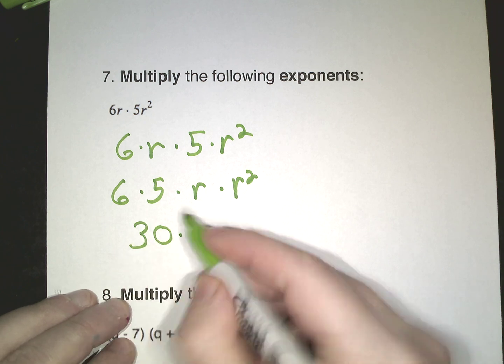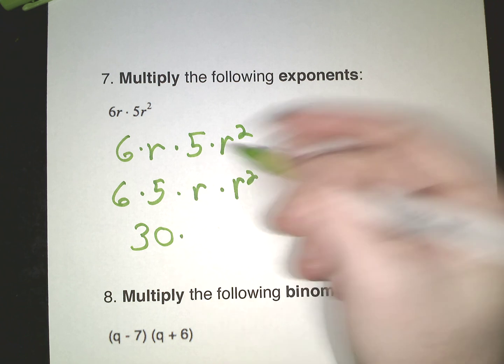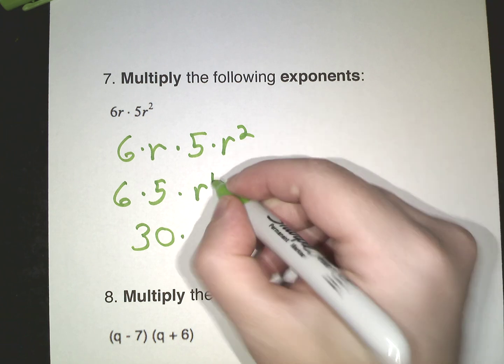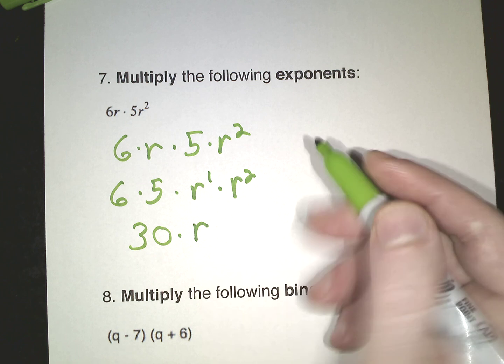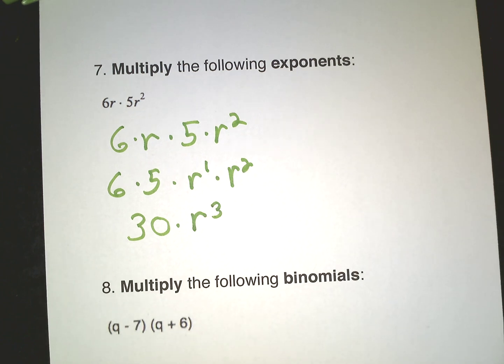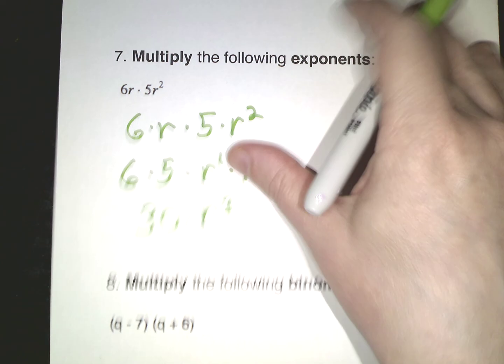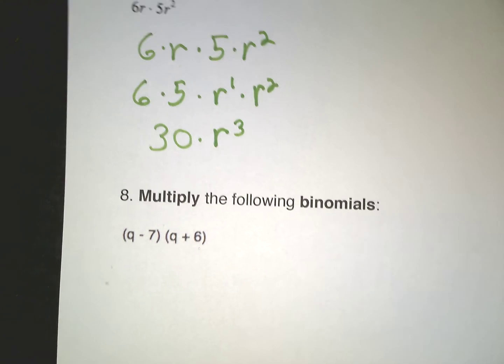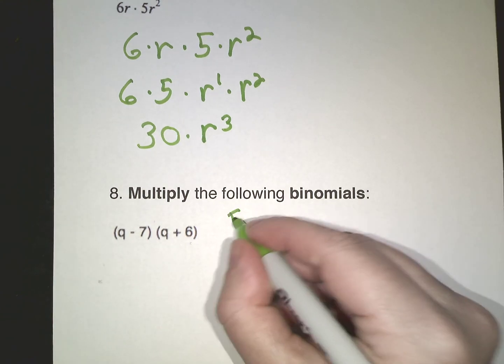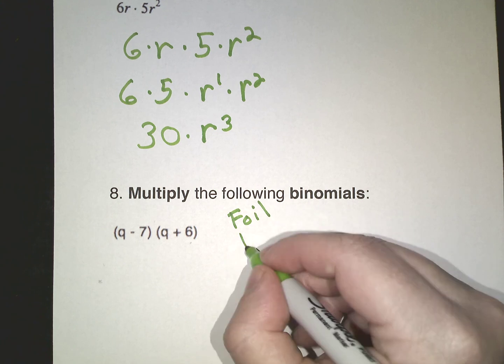Now, it's got to be multiplied by this, r times r squared. Well, I've got to remember my rules with exponents. You keep the base, and you add the exponents. 1 plus 2 is 3. Now, if you are confused, remember, watch the other videos. Next one. There's a bunch of ways you can do this. You can use FOIL. You can use the distributive property.